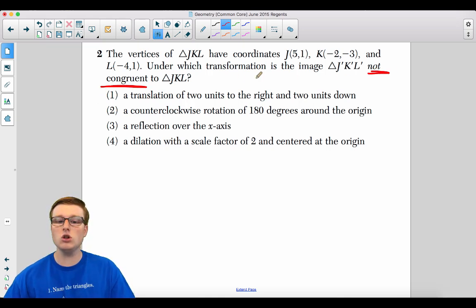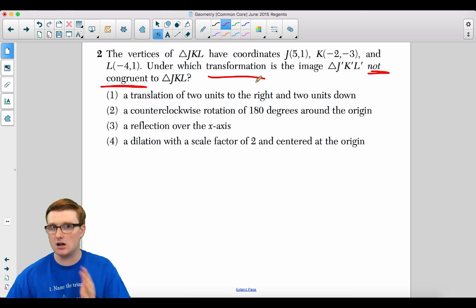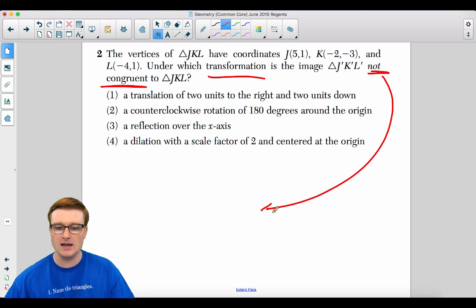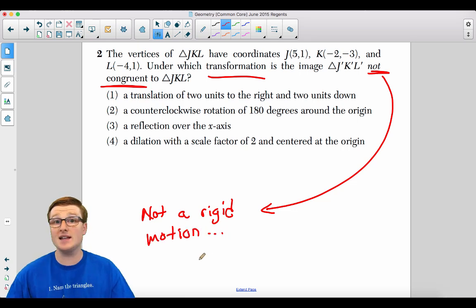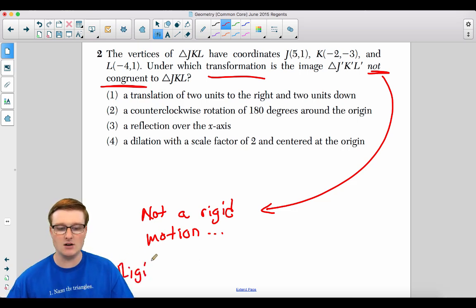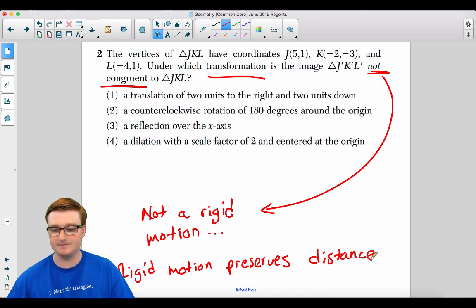If we're looking for a transformation that is not congruent to the original figure, we're thinking of which of the following is not a rigid motion. And you need to remember what a rigid motion is. A rigid motion is a fancy term for a transformation that preserves distance and congruency. So you need to know that a rigid motion preserves distance and congruency. It keeps everything the same.